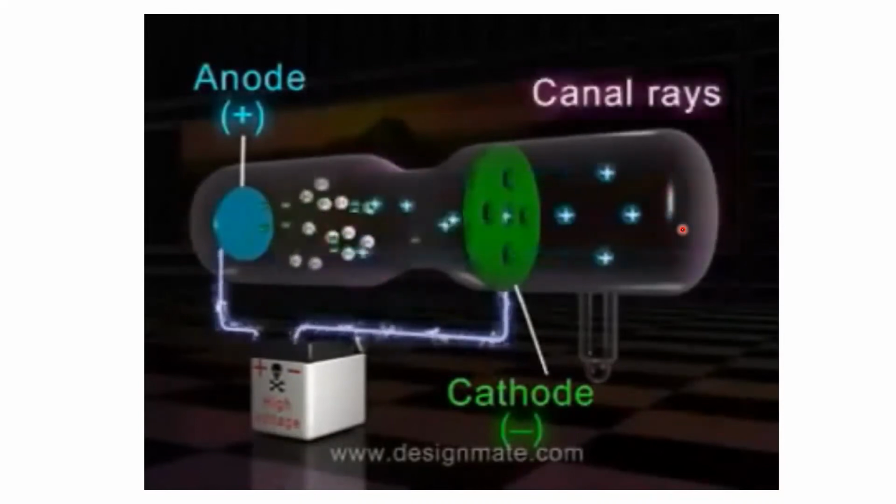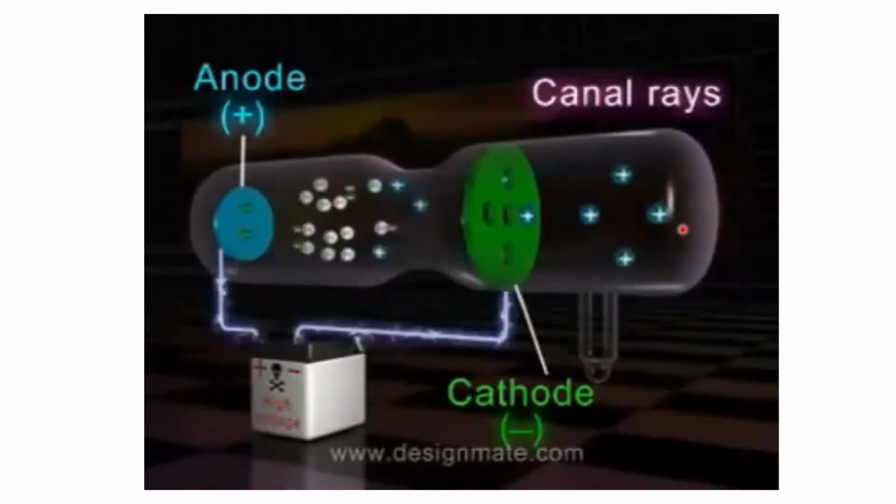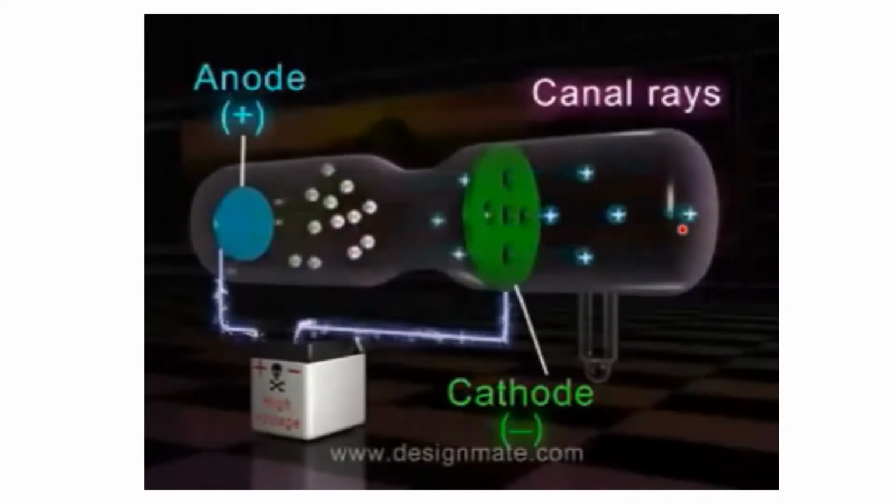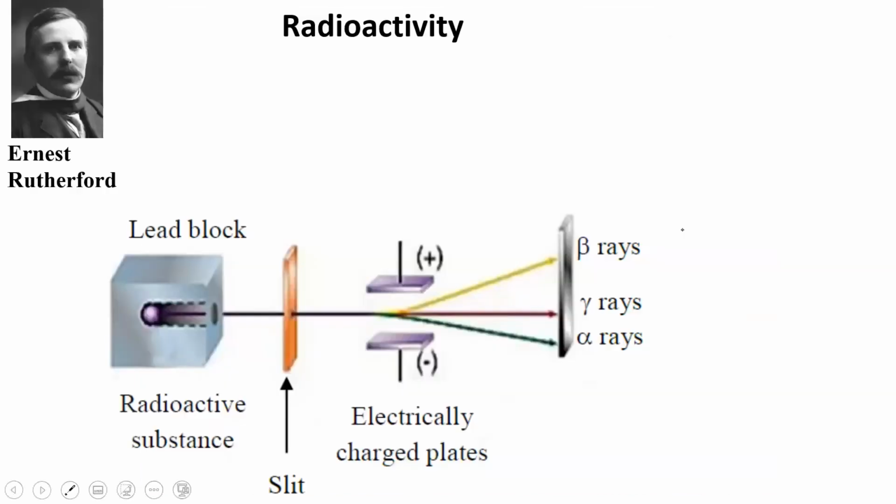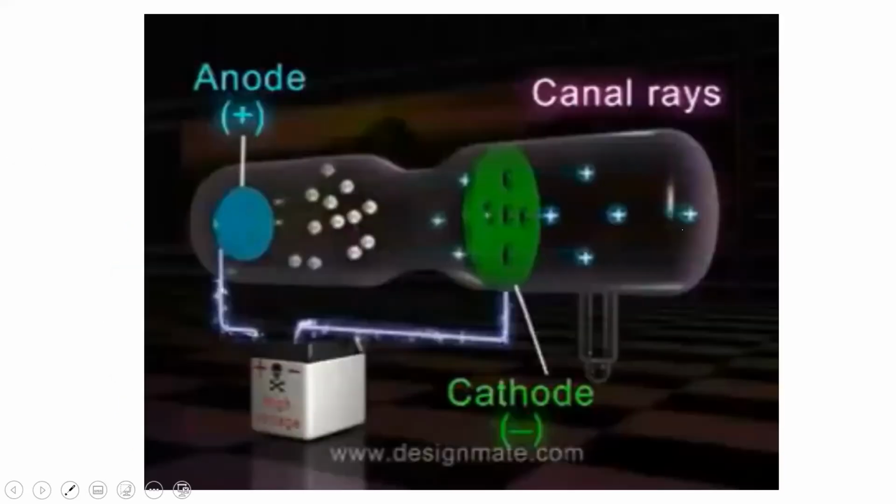Now, the same type of experiments done for the cathode ray tube were done for these as well. You can recall the types of experiments that were done for the cathode rays. They did it with an electric field, they did it with a magnetic field, and they placed a paddle wheel. So these different experiments were also done, and they were able to identify the properties of the canal rays.